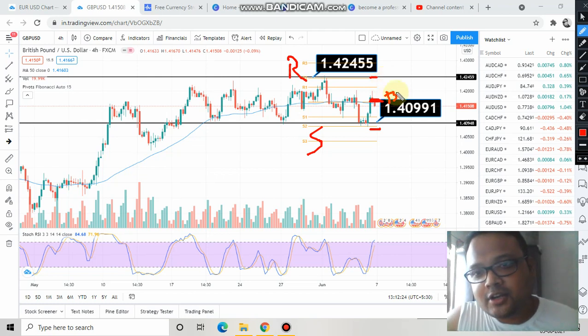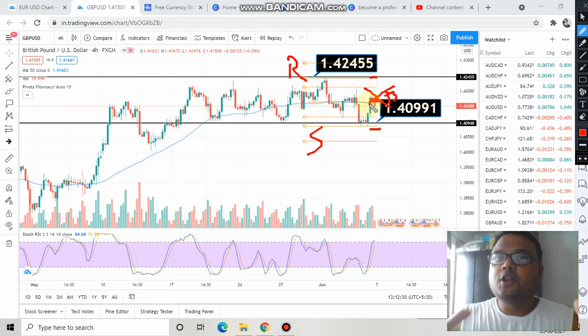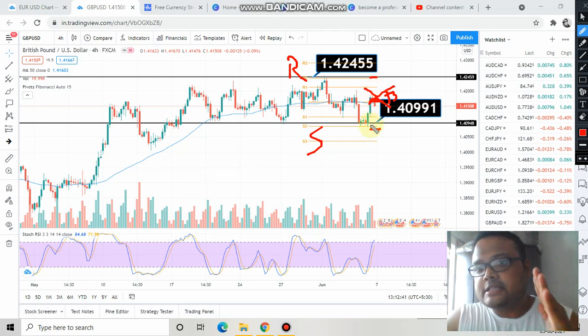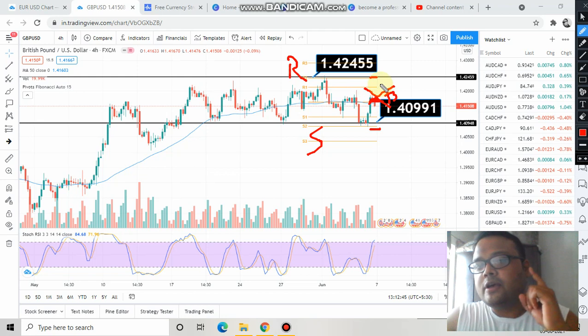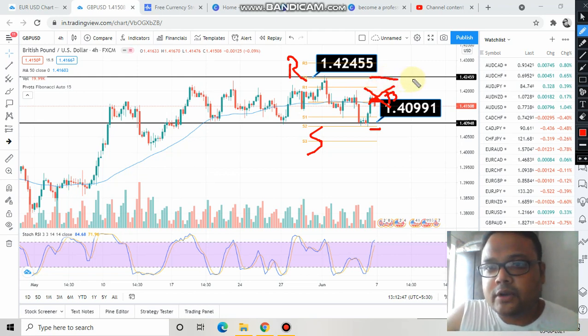Okay, and you cannot short the market here either, because again your risk to reward ratio does not match. So this is our no trading zone. We will not trade on GBP USD as long as it is trading in the middle. Okay, clear? So we will wait for the market to come down to the support level just like yesterday, or if it goes up, we will short the market at the resistance.